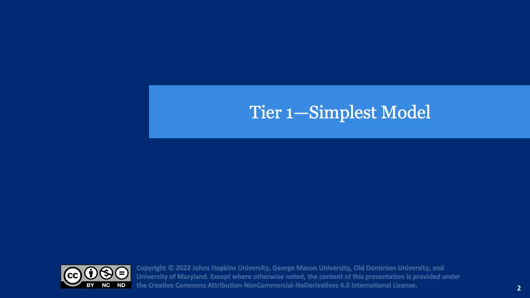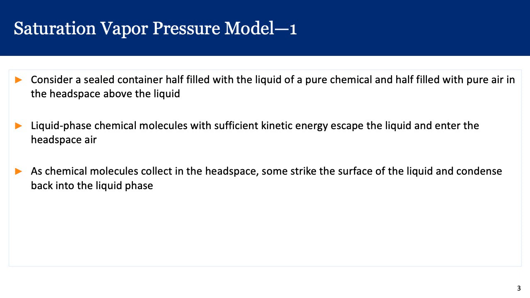So let's move on to the simplest model, the tier 1. This is what is called the saturation vapor pressure model. So the scenario here is, you can consider a sealed container that is half filled with liquid of a pure chemical and half filled with pure air in the head space above the liquid.